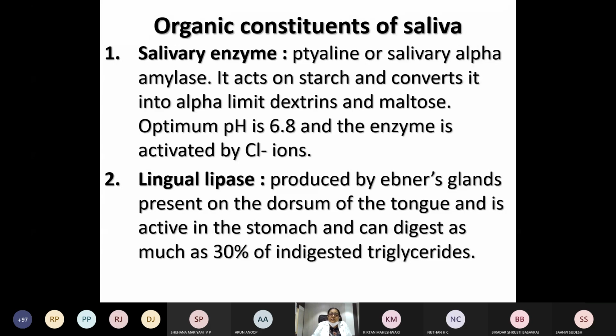Next one is lingual lipase, produced by Ebner's gland present on the dorsum of the tongue and is active in the stomach and can digest as much as 30% of ingested triglycerides.